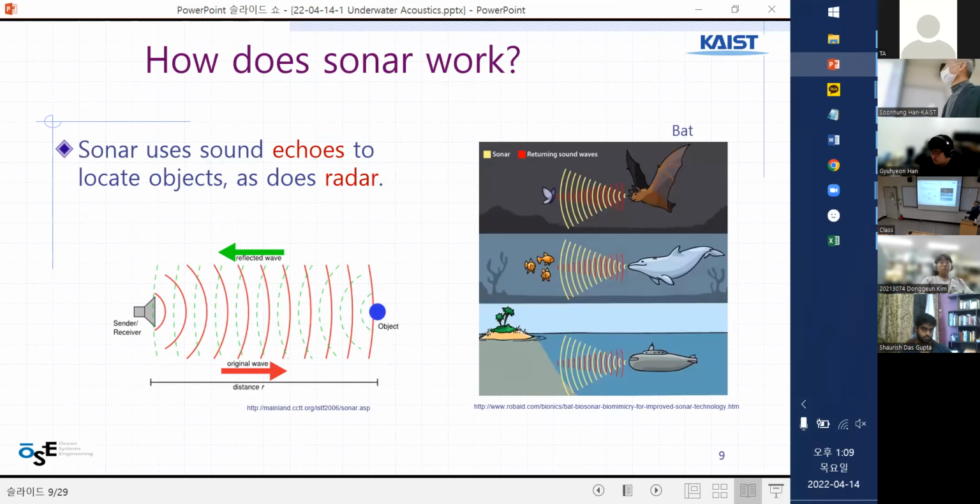And how sonar works. Sonar uses sound echoes to locate objects, as does radar. Very similar to radar. Sound is sent to an object and the wave reflects, and using this reflection, the same as for the seabed or floating objects and also submarines.